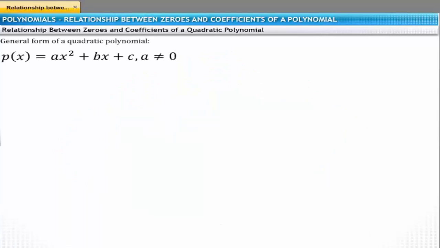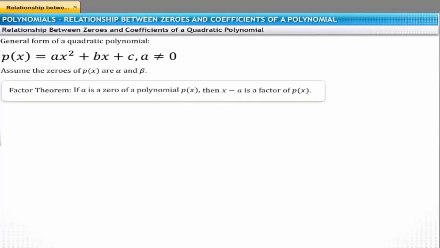Let's consider the general form of the quadratic polynomial. Recall that a quadratic polynomial can have a maximum of two zeros. Let's assume that the zeros of the polynomial p of x are alpha and beta. Here we will apply the factor theorem to determine the factors of p of x. Recall that the factor theorem states that if a is a zero of a polynomial p of x, then x minus a is a factor of p of x.